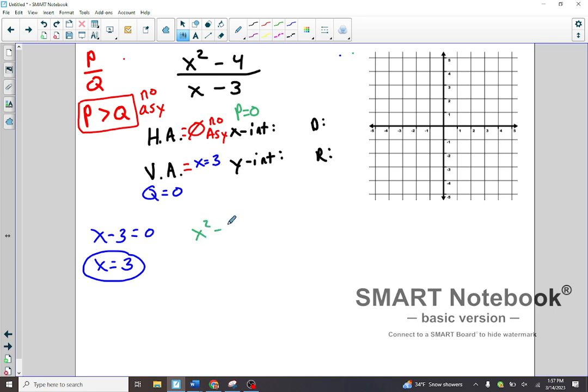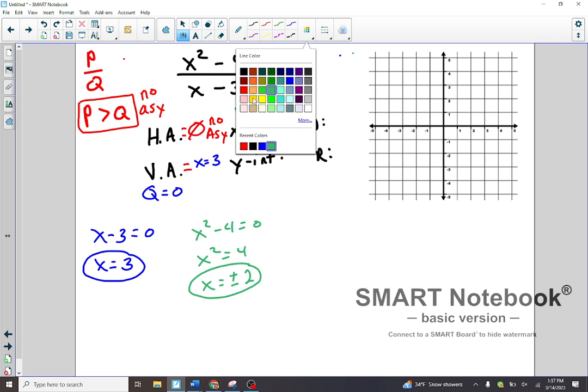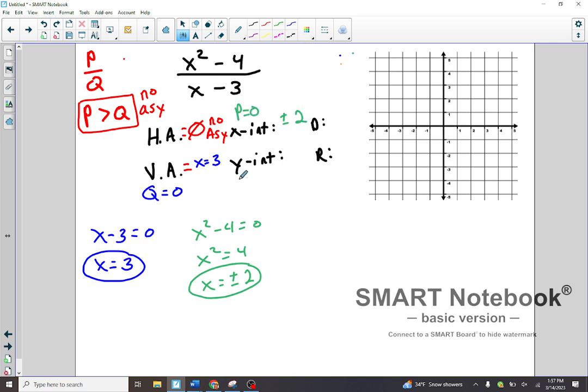So x squared minus 4 equals 0, plus 4 on both sides. X squared equals 4, square root both sides. X equals plus or minus 2. So your x-intercepts are plus or minus 2. You could also write them separately: (2, 0) and (-2, 0). This is so simple, I just write plus minus 2. Next one, the y-intercept.